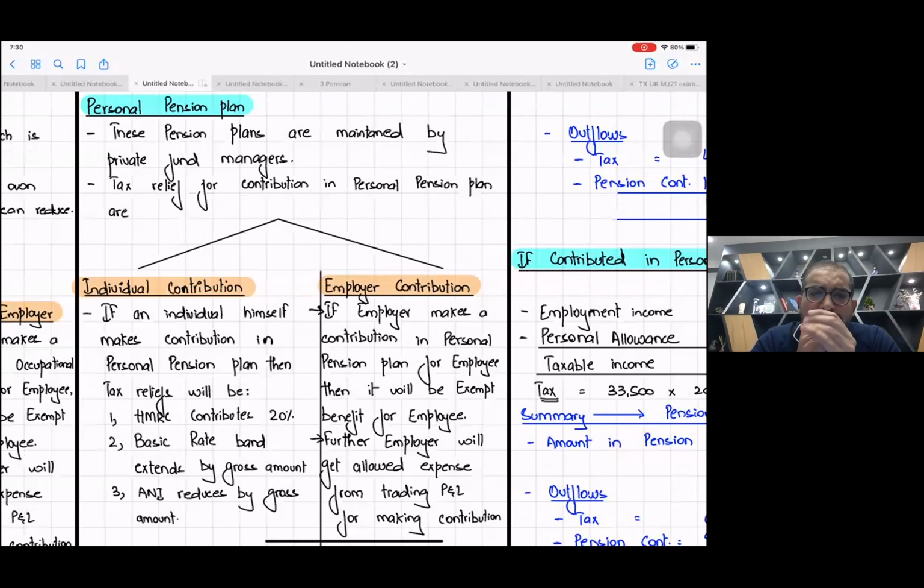Okay. Now, first of all, if any individual contributes in his or her personal pension account, then this is not an allowed expense. First of all, it is not an allowed expense from any PNL, first thing. Okay. But yes, you are going to get the relief. How are you going to get the relief? 3 points. See the 3 points.